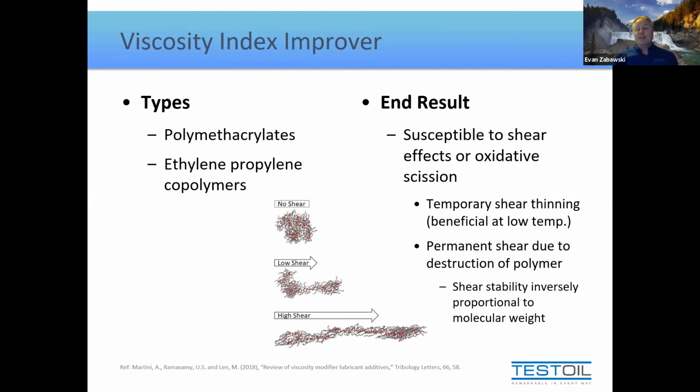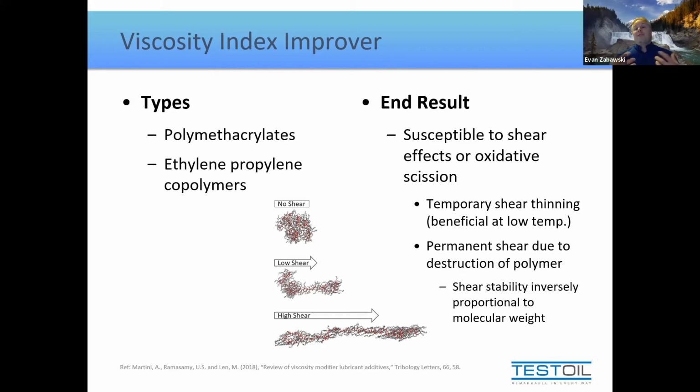And that's the difference between temporary shear, meaning we fold the polymer back and squeeze it into a slightly smaller shape temporarily and it springs back out on its own, versus permanent shear, where no, we actually break the polymer down. We chop it into little pieces and therefore it doesn't have the effect that it has anymore.